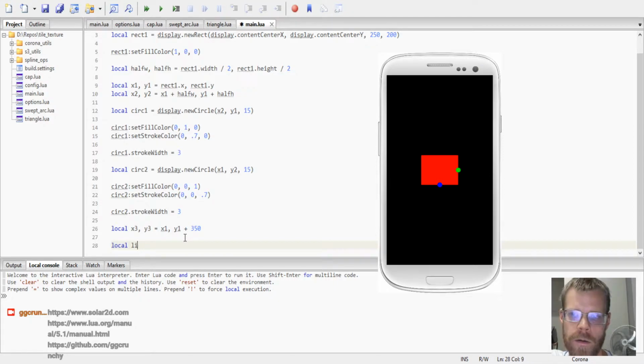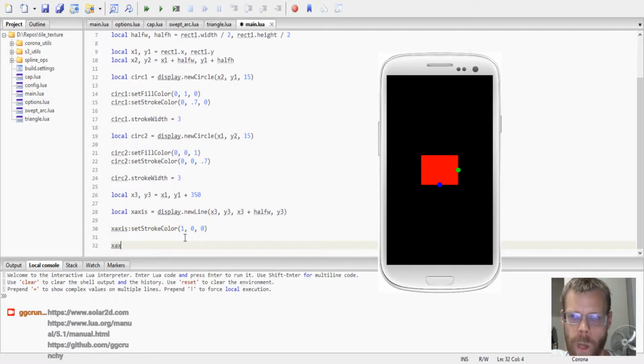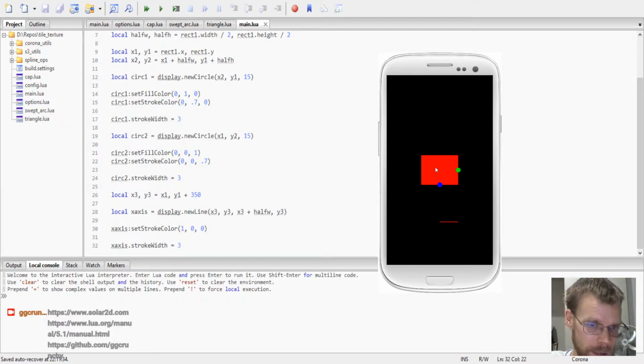And for the X axis, we'll draw a line from X3, Y3 to X3 plus half width, Y3, and give it a stroke color. All right, so I've got a line tracking the x-axis like so.